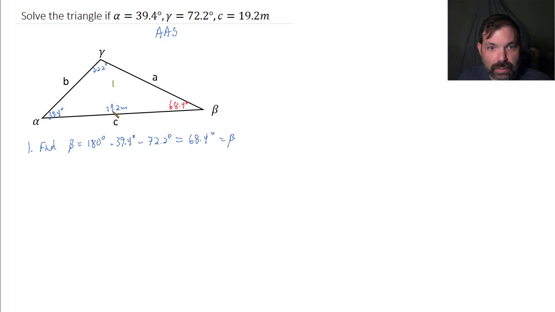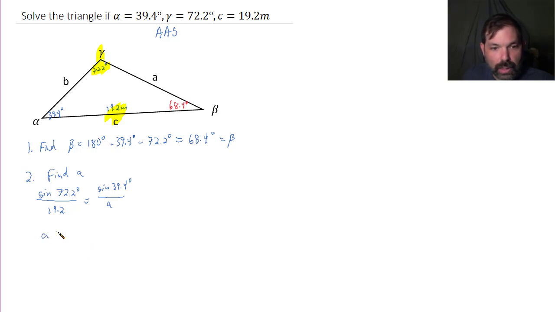All right, now again, notice what I have. I have an angle and an opposite side. And so now I can use that in the law of sines to solve for either of the remaining sides. It doesn't matter which one we solve for first. I'll find A. So let's see. I'll set this up as the sine of 72.2 degrees is to 19.2 meters. Sine gamma is to C as the sine of 39.4 degrees is to A.